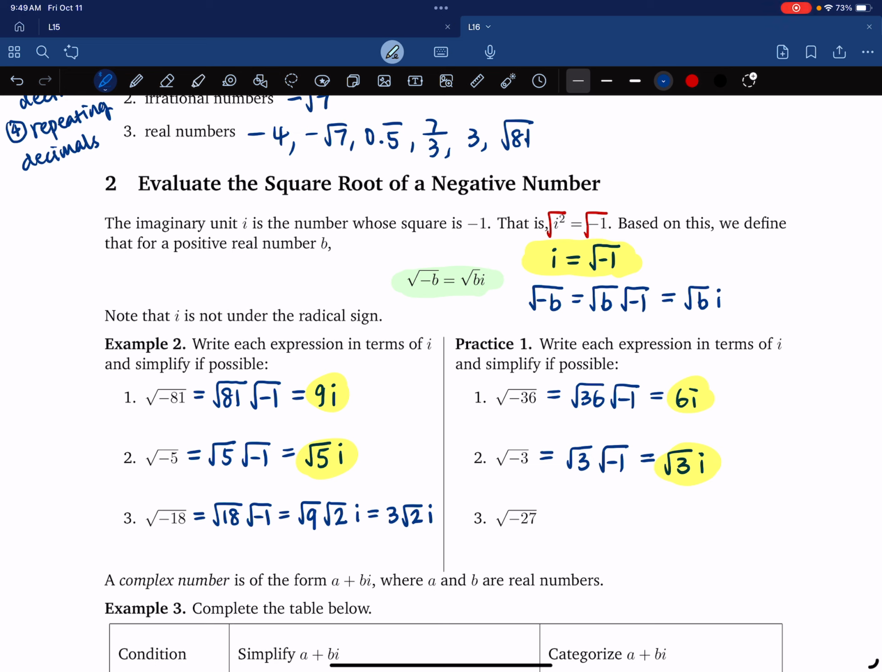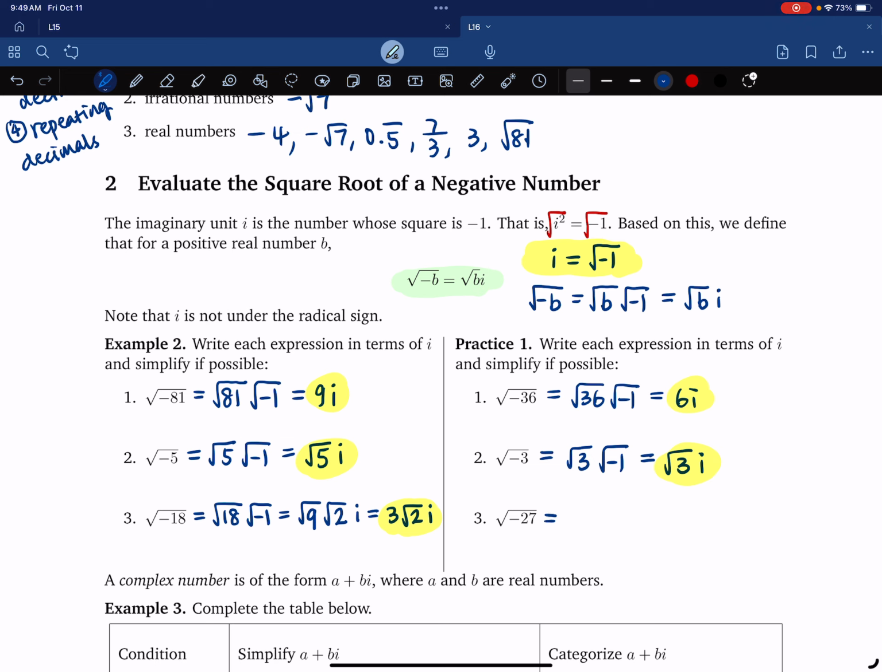And this simplifies to 3 square root of 2 i. So there are 3 parts of your answer. 3, radical 2, and then at the end, you have i. And make sure that your i is outside of that radical sign. And I'd like you to use the right hand side, square root of negative 27 as a practice. Pause the video. When you finish, restart it.